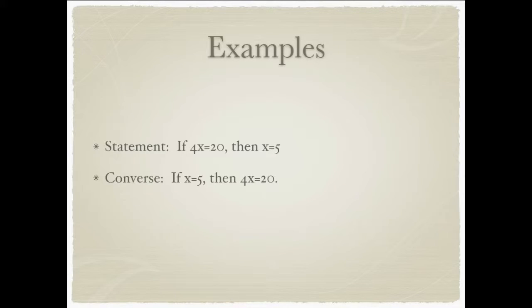For example, if we have our statement, if 4x is equal to 20, then x is equal to 5, the converse of that statement is, if x is equal to 5, then 4x is equal to 20. This converse is true, because in this case, x can only be 5. In this case, this is one example that will work if x is 5.